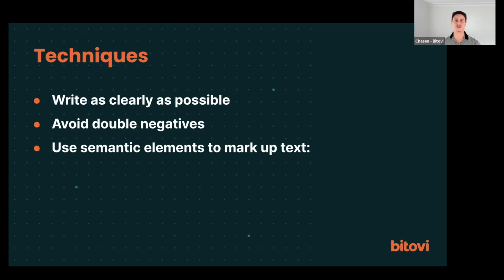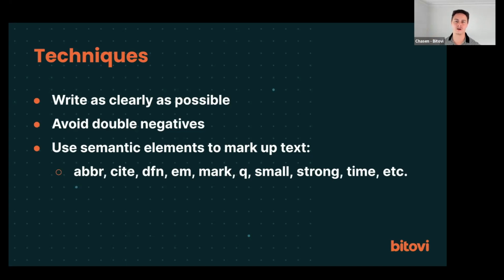How do we do this, right? So in HTML, we can use semantic elements to mark up text, right? Obviously, we need to write our text clearly and avoid double negatives, but we can also add some semantics to our text. We're not going to go through all of these today. I just want people to be aware, hey, there's all these elements that you can use to add semantic meaning to your text, which can be used by assistive technologies and are also great hooks for styling stuff, right?